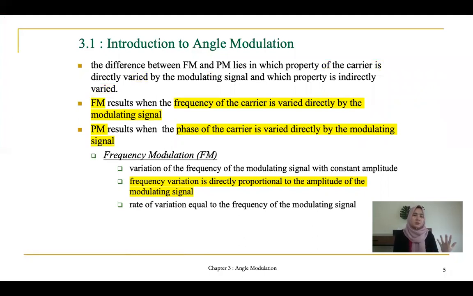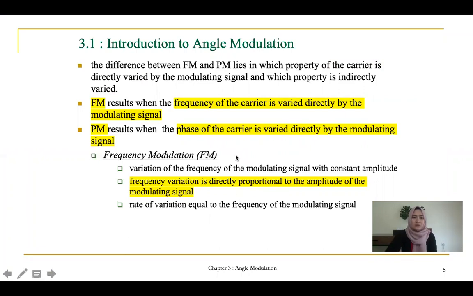Like I explained before, angle modulation consists of frequency modulation and also phase modulation. But what is the difference between FM and also PM? So stated here, FM is the result when the frequency of the carrier is varied directly by the modulating signal. Phase modulation is when the phase of the carrier is varied directly by the modulating signal. So it's different. Frequency and phase is different.